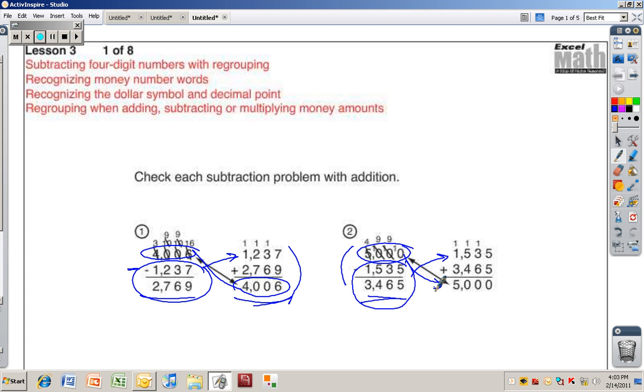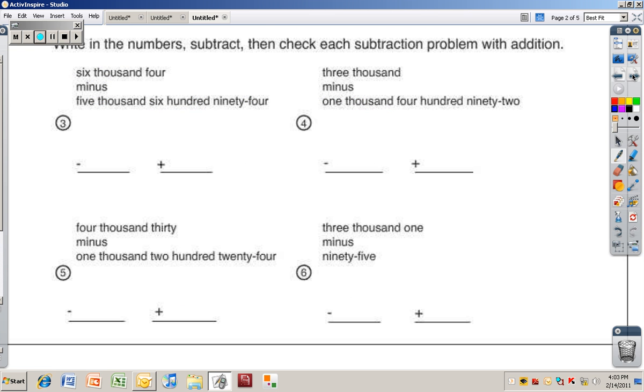Now, if you want to see how to do these problems with a lot of zeros, where you're regrouping across zeros, there is a separate video that you can watch. It's called the box trick video. You might want to check that out so you can learn how to regroup from zeros and make it a lot easier than the way that they're doing it right here. Let's go to the next part.